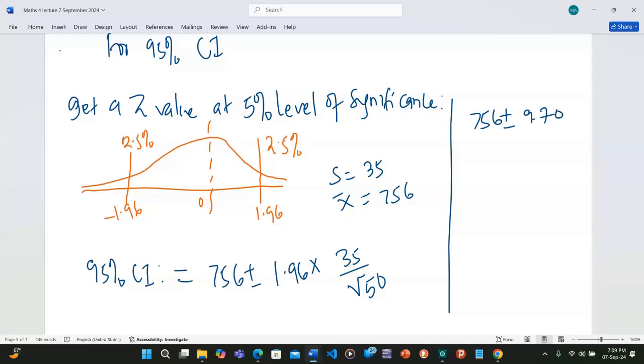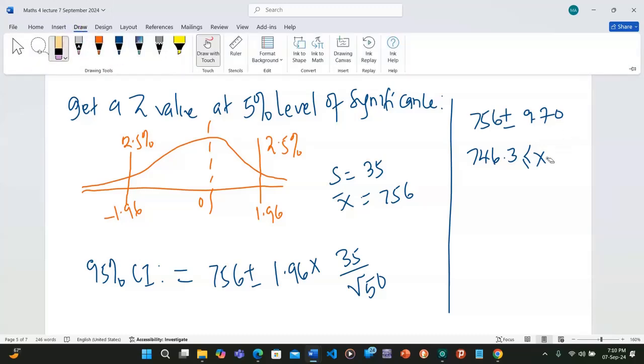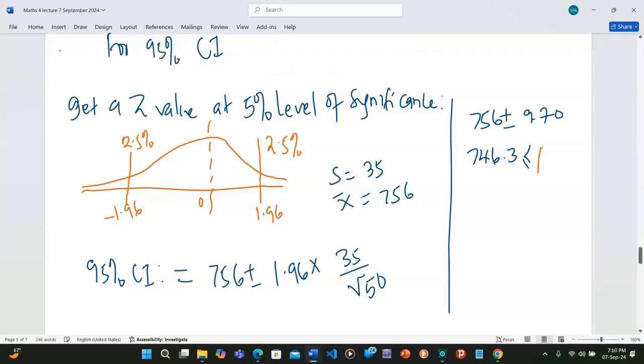So let's see. 1.96, if we multiply by that, we get this minus this value. So minus 756. If I get this minus 9.7, I get 746.3. And this is supposed to be the mean, which is the population mean mu. So the population mean is going to be in between that value.